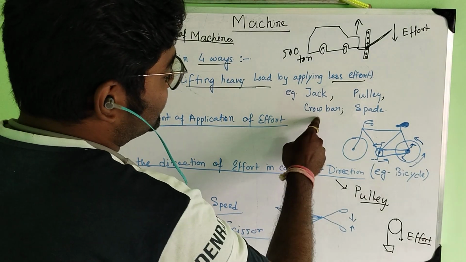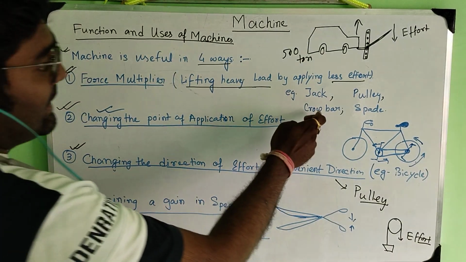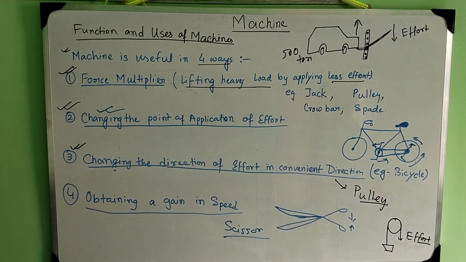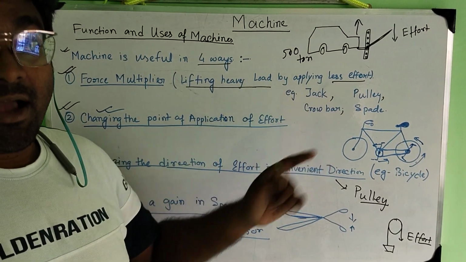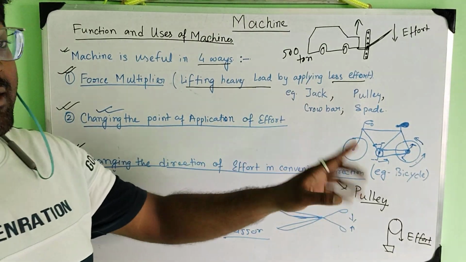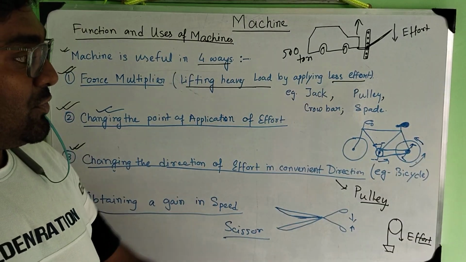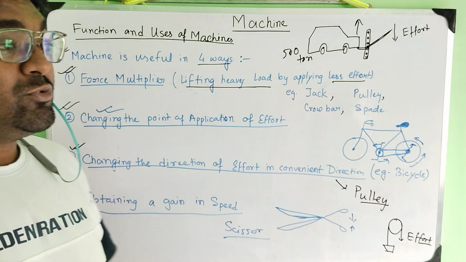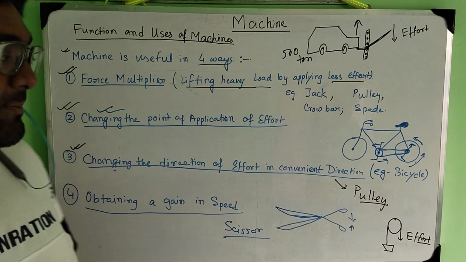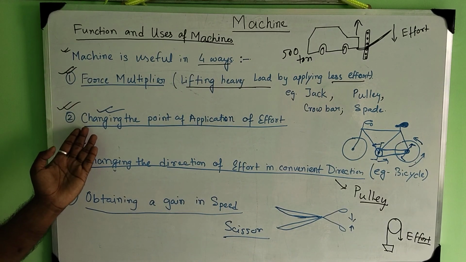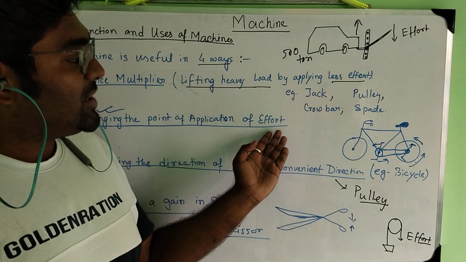Okay, this crowbar. We have already discussed in the previous video how the crowbar works. It means lifting a heavy block of stone, or you can say displacing a heavy block of stone. The spade is used for cutting the soil. Okay, so that is also used as a force multiplier. The second point is changing the point of application of the force.